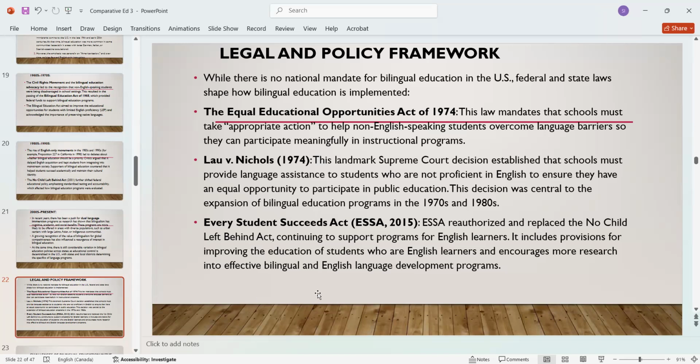So there is another one, ESSA, the Every Student Succeeds Act, which reauthorized and replaced the No Child Left Behind Act, continuing to support programs for English learners. It includes provisions for improving the education of students who are English learners and encourages more research into effective bilingual and English language development programs.